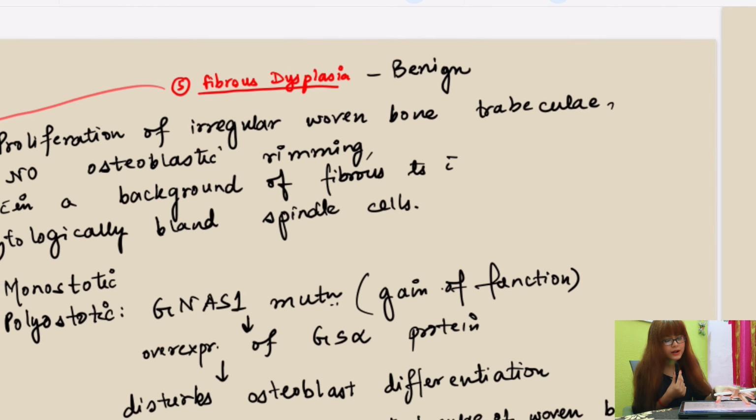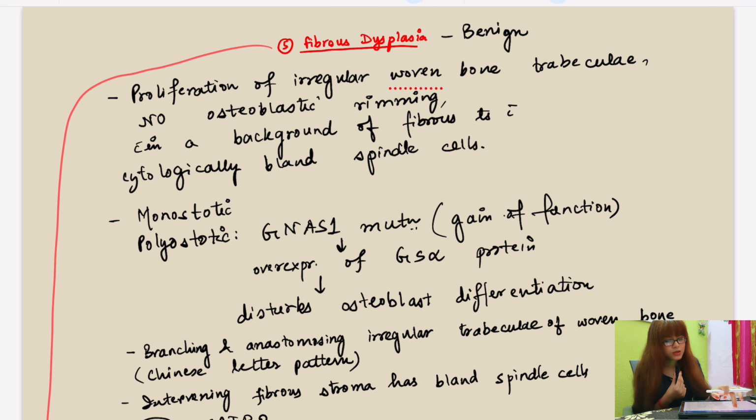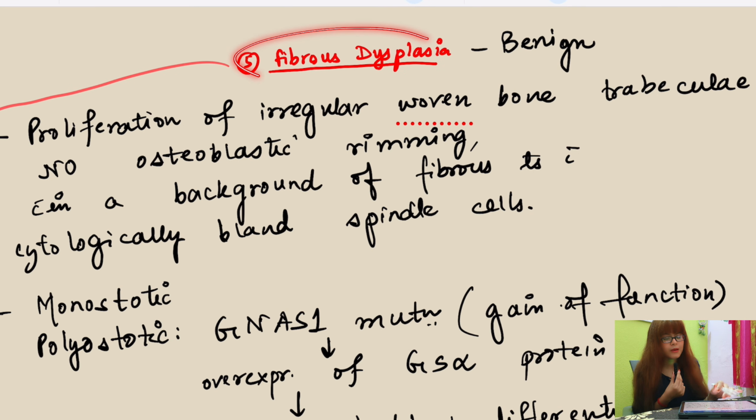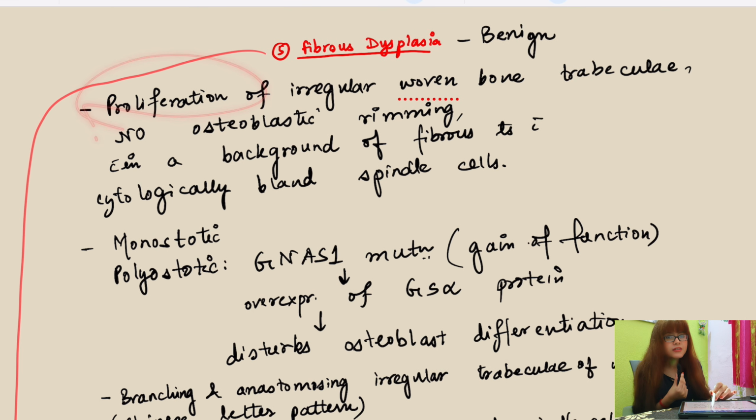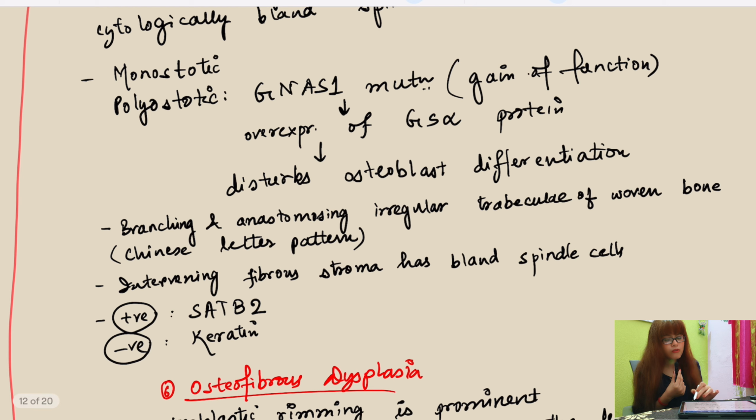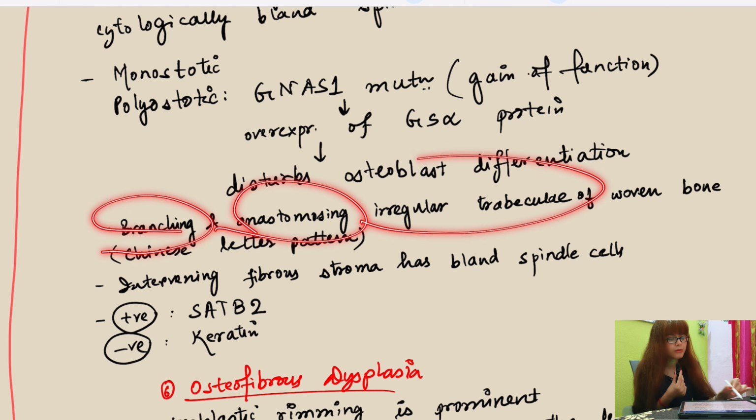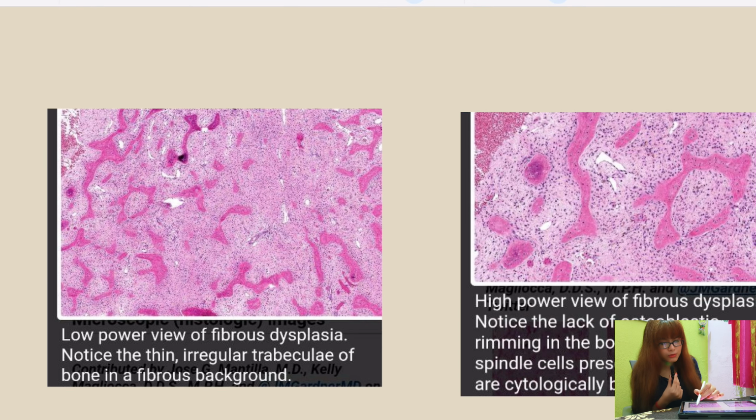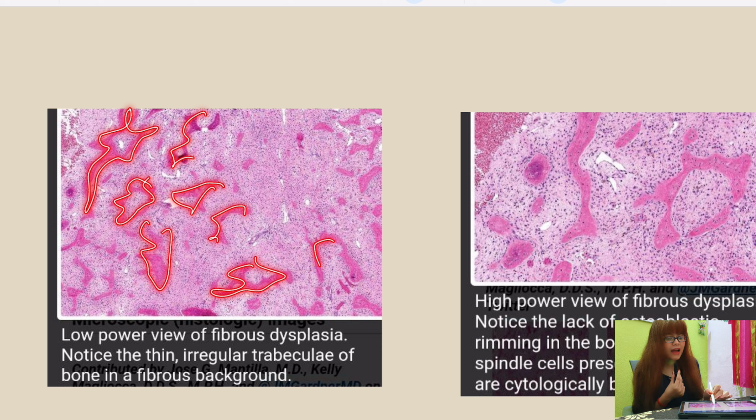Now, fibrous dysplasia is a benign entity. There is another entity called osteofibrous dysplasia, which is again a differential diagnosis. Very important differences are there. So what is happening here basically is that there is proliferation of irregular woven bone trabeculae. Basically, there is deposition of branching and anastomosing irregular trabeculae of woven bone in a Chinese letter pattern. So you can see here that there is deposition of this bone in a Chinese letter pattern. These are the woven bone which are irregularly and haphazardly deposited.